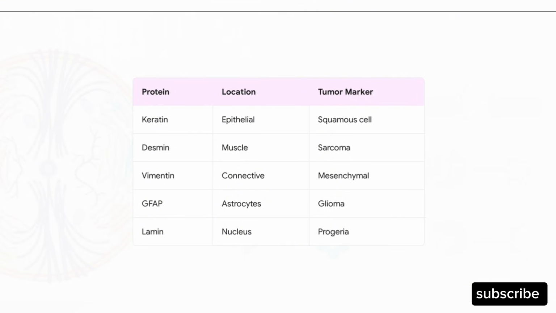For example, keratin is for epithelial cells, commonly seen as a marker in squamous cell carcinoma. Desmin is found in muscles, so it marks sarcomas like rhabdomyosarcoma. Vimentin points straight to connective tissues, meaning tumors of mesenchymal origin. GFAP is for astrocytes, so it marks central nervous system gliomas. And lamin, which is located inside the nucleus, is famously mutated in progeria, that premature aging disorder also known as Werner syndrome. This table will help you solve questions directly in the exam.